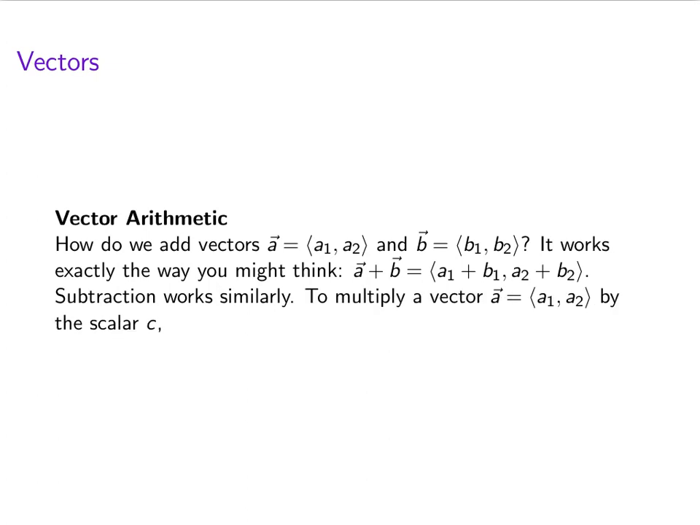And if you want to multiply a vector a1, a2 by a scalar c, all you have to do is multiply each component by c. So c times the vector a will have components ca1, ca2.